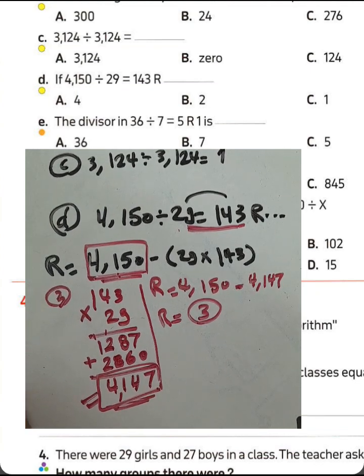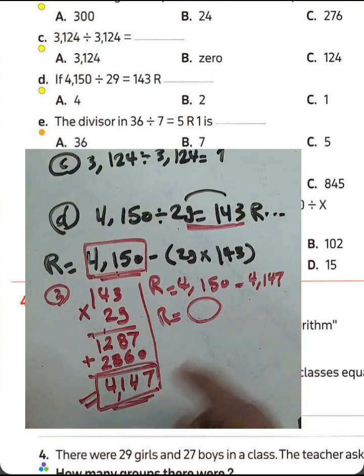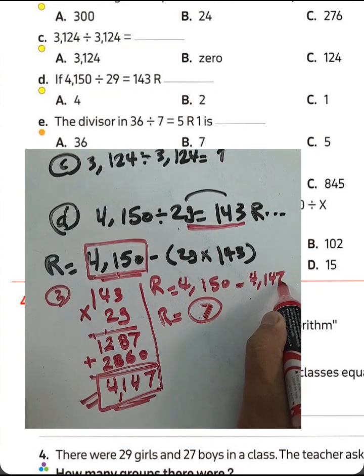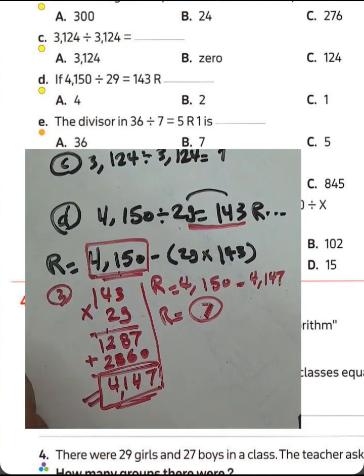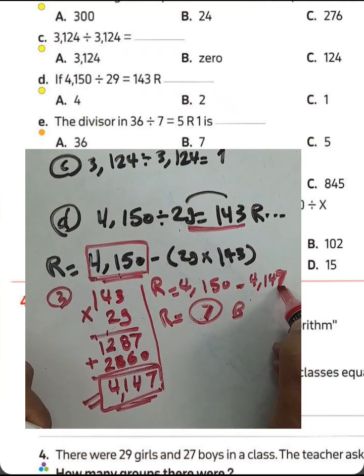Okay, question letter E. We have 7 minus 0, it's 7, not 3. The remainder here will be 7. 7 minus 0 equals 7. Choose letter B. Okay, understood.